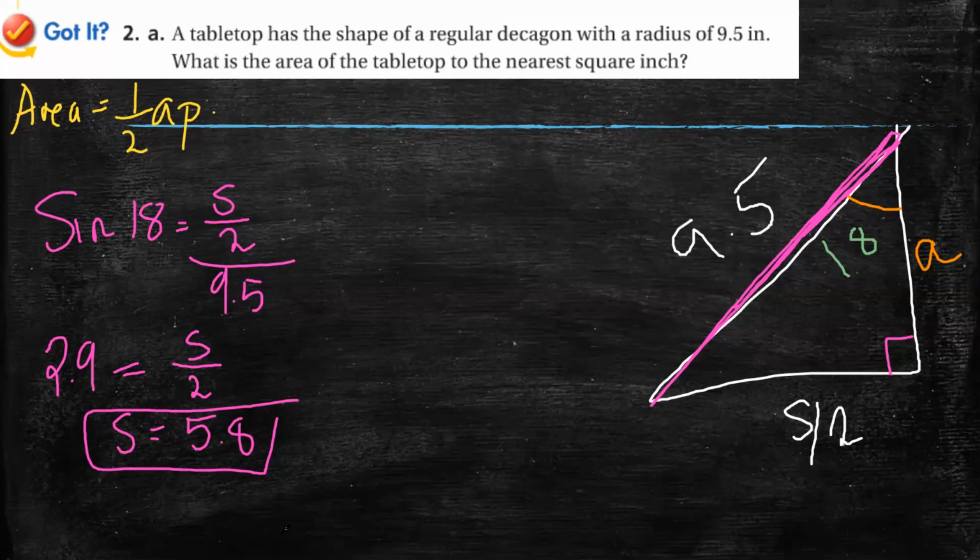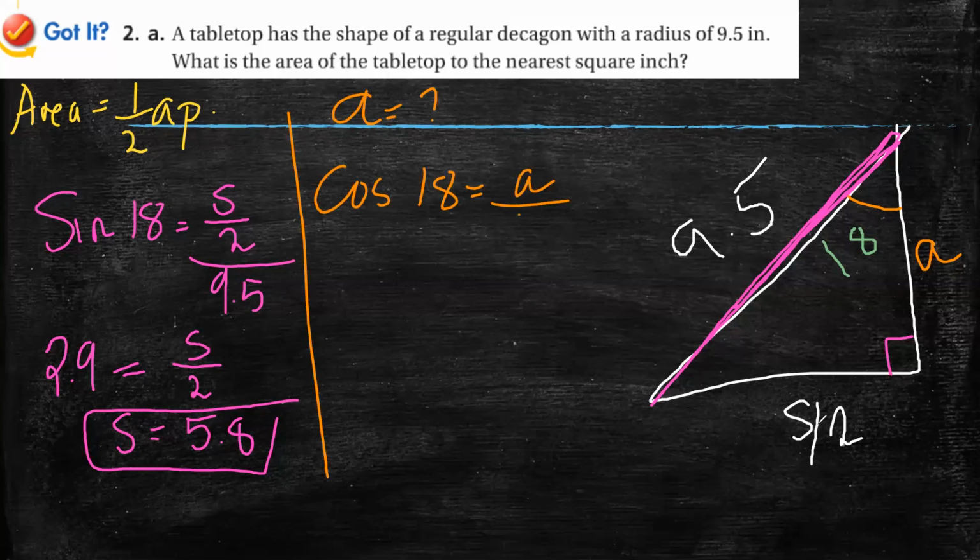So to find the other side, the apothem, for this angle it will be the adjacent. Which function should we use if we have the adjacent and the hypotenuse? Adjacent and hypotenuse, cosine. So cosine 18 is A over 9.5.